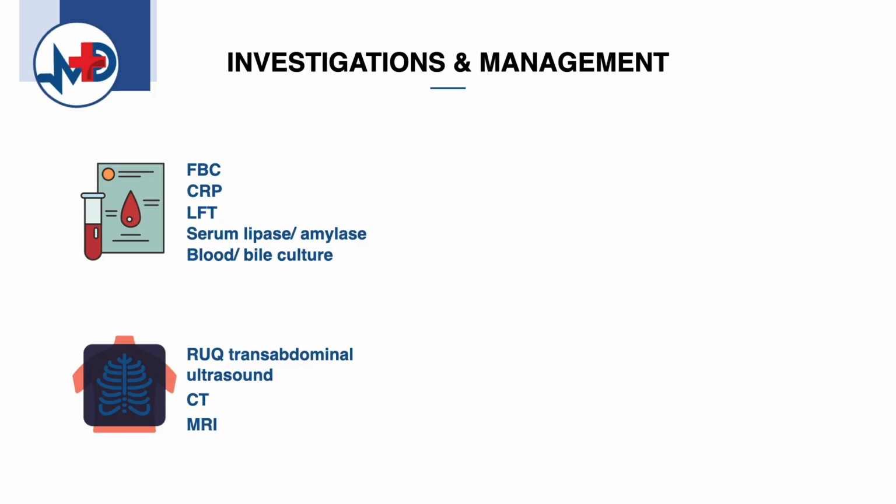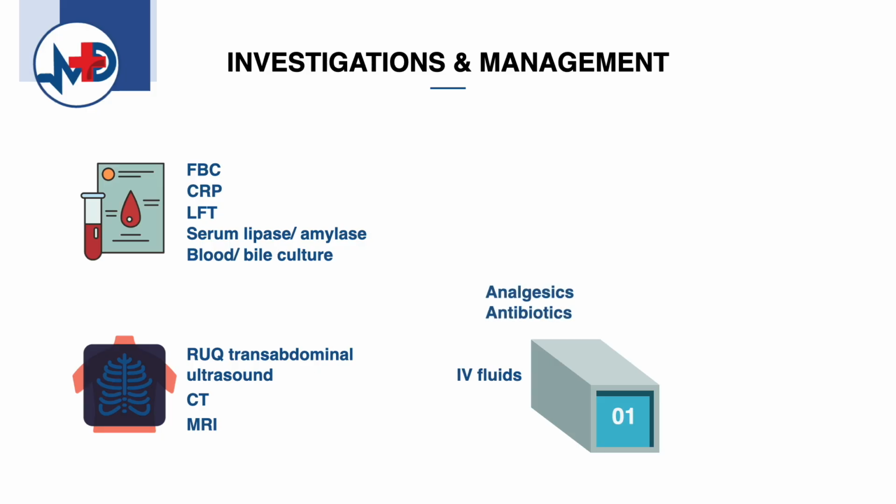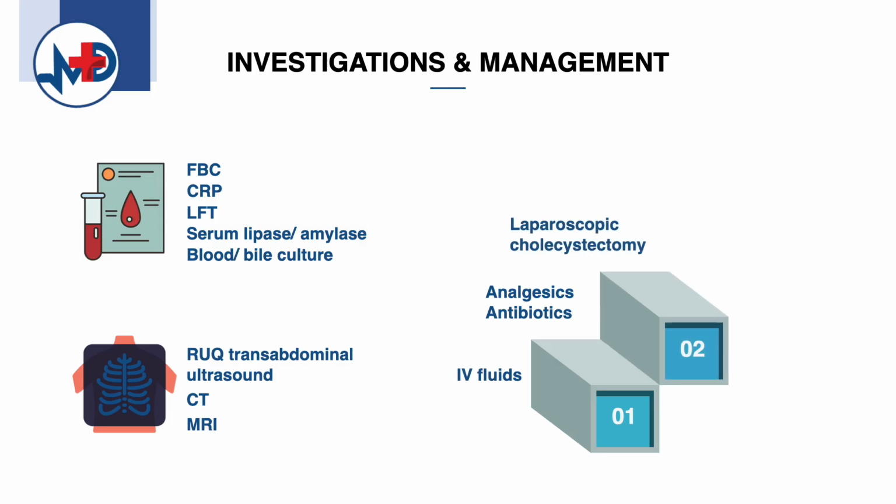When it comes to management, initial management includes identifying any sepsis, assessing the fluid status, and resuscitating with intravenous fluids as appropriate. Next would be analgesics and antibiotics if infection is suspected. Definitive management includes a laparoscopic cholecystectomy. The gold standard treatment for acute calculous cholecystitis is a laparoscopic cholecystectomy, which should be performed as soon as possible unless operative and anesthetic risk outweigh the benefits of urgency of the surgery.